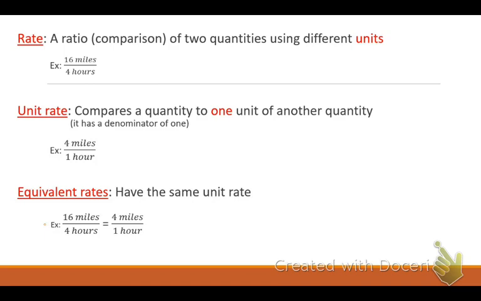If I were to ask you, what is a ratio or a comparison of 2 quantities using different units called, what would you tell me? Rate. It's a rate, okay? If I were to ask you, what compares a quantity to 1 unit of another quantity, what's that? Unit rate. A unit rate. So the main thing I want you to know and understand from that is it has a denominator of what? 1, the number 1. So you can see right here, 1 hour, that's a unit rate because it has a 1 in the denominator. And then we talked a lot about equivalent rates. Tell me what you know about equivalent rates. They have the same unit rate, okay?